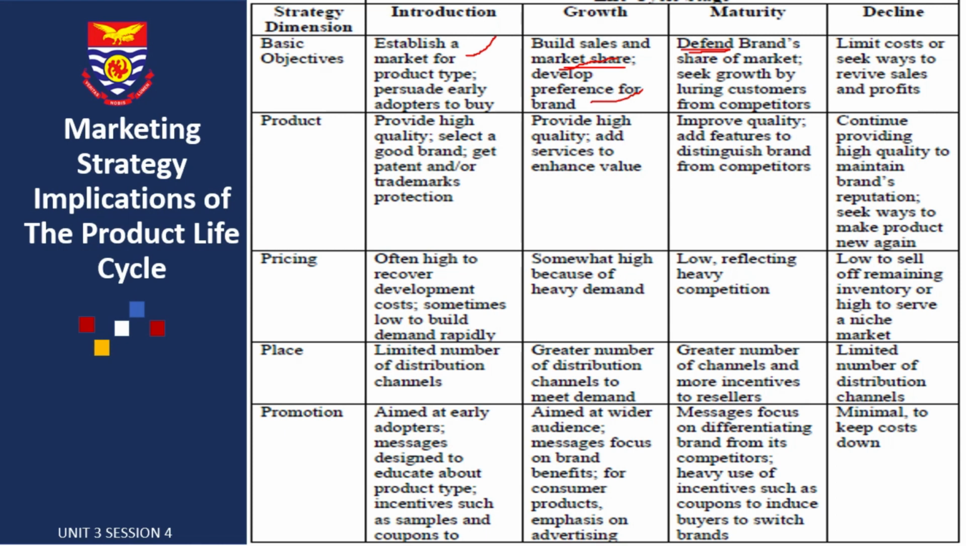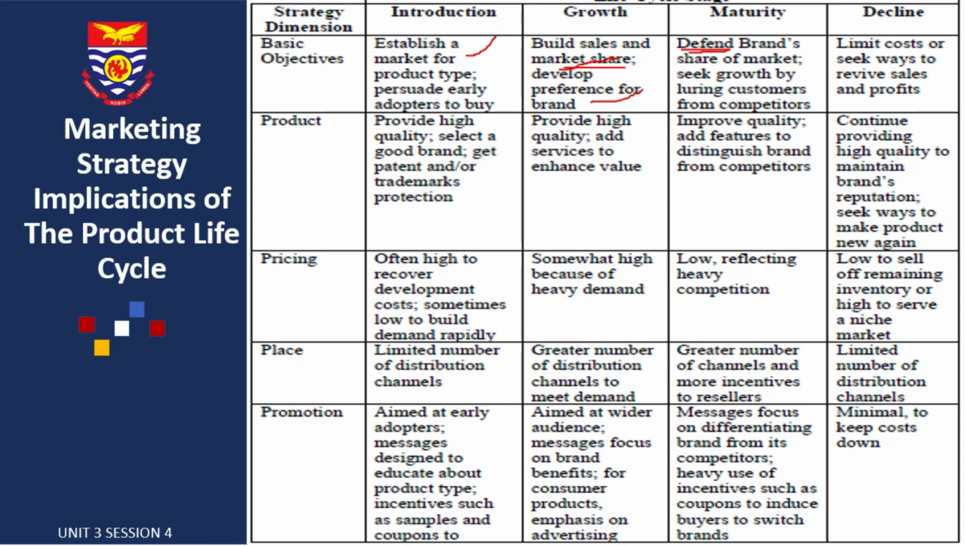At a declining stage, there's a need for the marketer to limit costs or seek ways to revive sales and profit. So you don't have to spend so much at a declining stage, because if you do spend so much, you will run at a loss. Therefore, there's a need for the marketer to revive sales and profit.